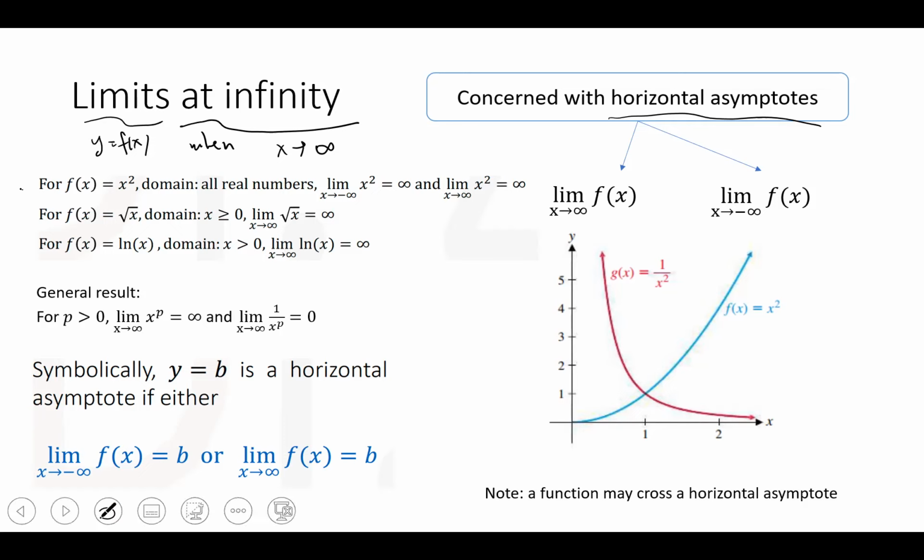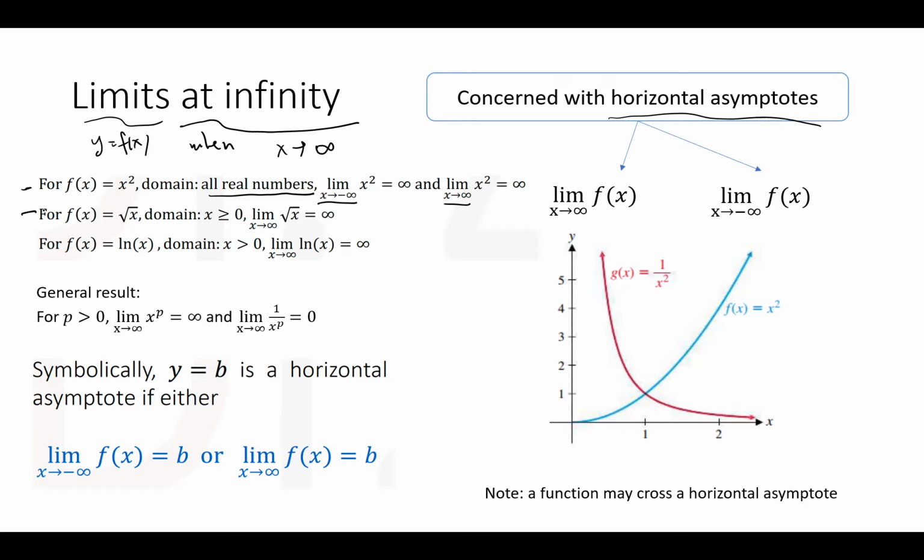For example, as we know for this case, the value of x squared, the domain is all real numbers, so this can be any place on the real line. And what if x goes to negative infinity or positive infinity? Both are going to be infinity. So the limit itself is infinity, or we say that the limit does not exist when x goes to infinity, right?